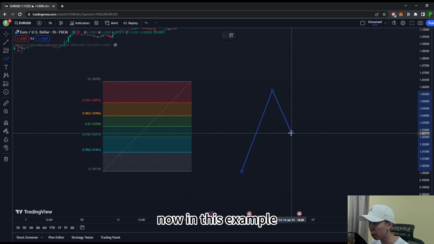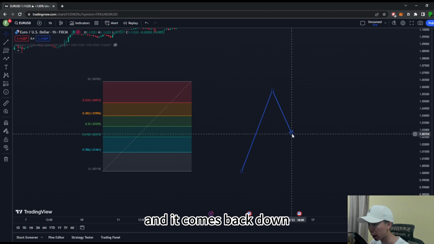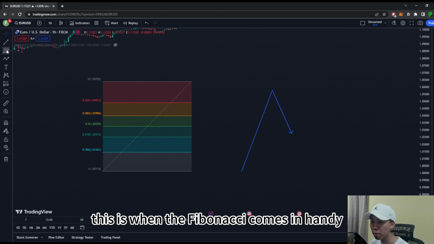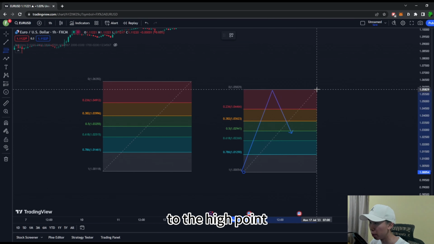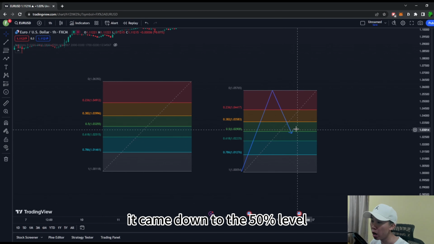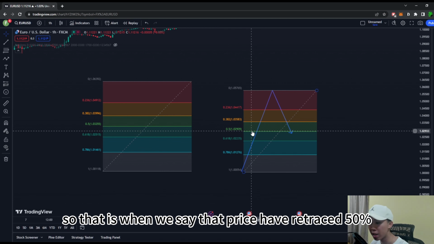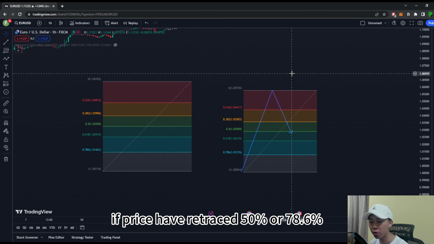Now in this example, let's say price moves up from this low to this high and it comes back down. This is when the Fibonacci comes in handy. Remember I said that you can draw from one low point to the high point. As you can see, when the price comes back down, it came down to the 50% level. So that is when we say that price has retraced 50%. You may ask me now, what is so important about whether price has retraced 50% or 78.6%?